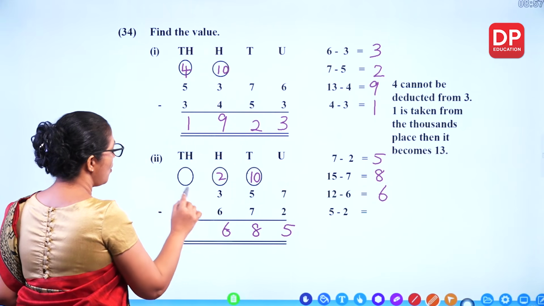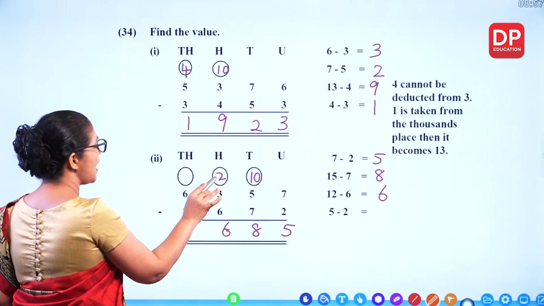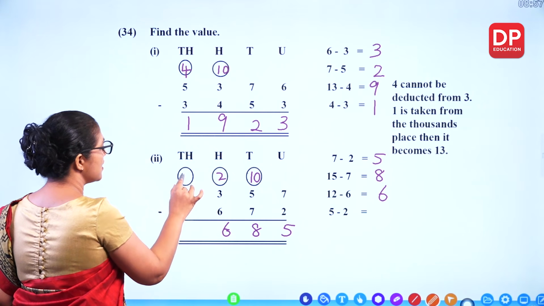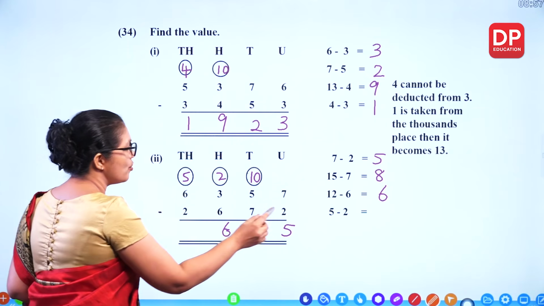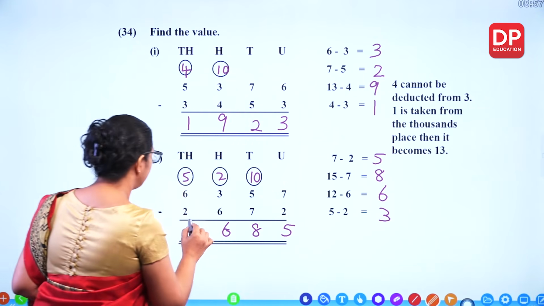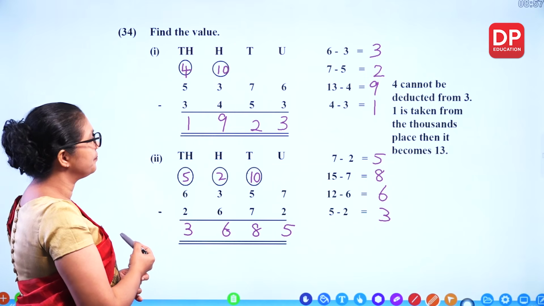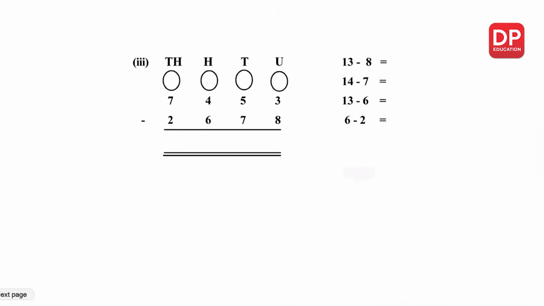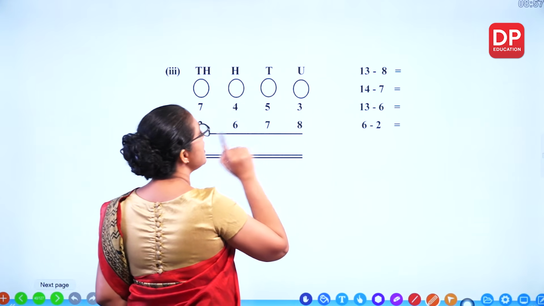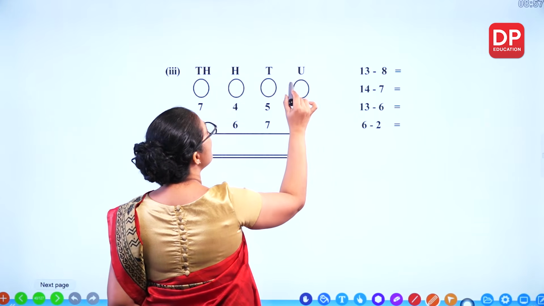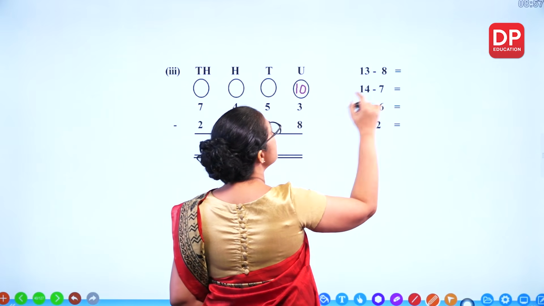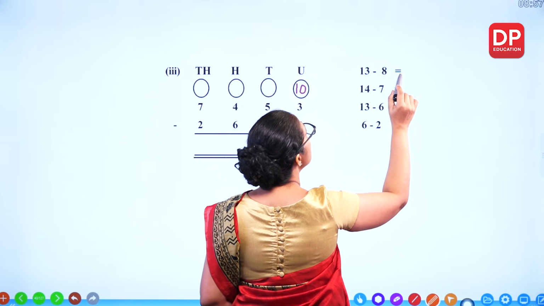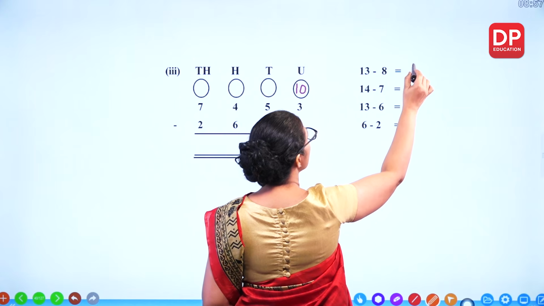Now you took 1 from this side. Now this is not 6. This is 5. 5 minus 2, you get 3. So this is 3. Now subtract these two. 3 minus 8, you can't. You are taking 1 from here, that becomes 10. 13 minus 8. What's 13 minus 8? That's 5.